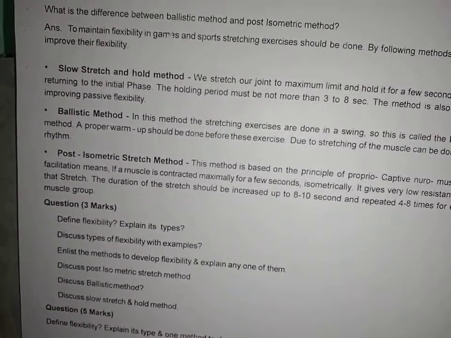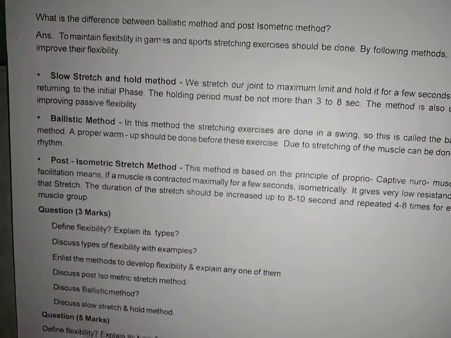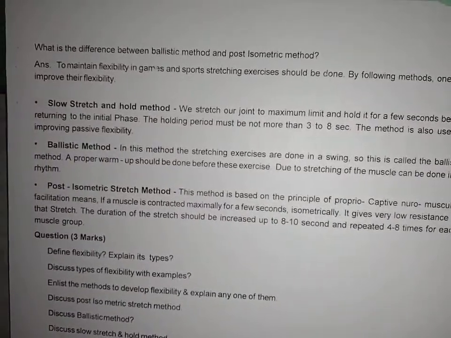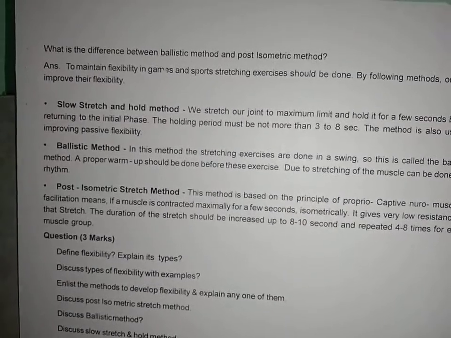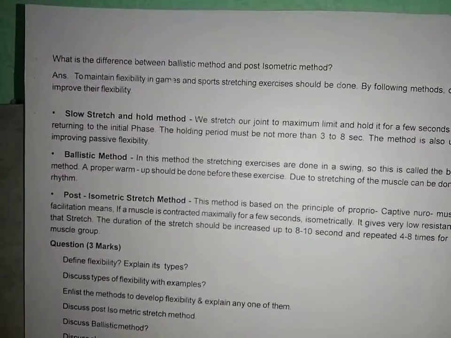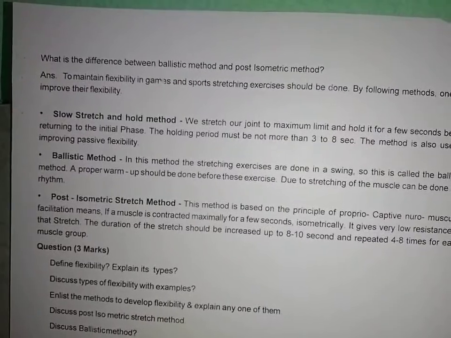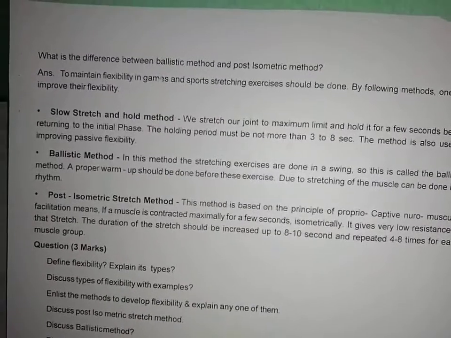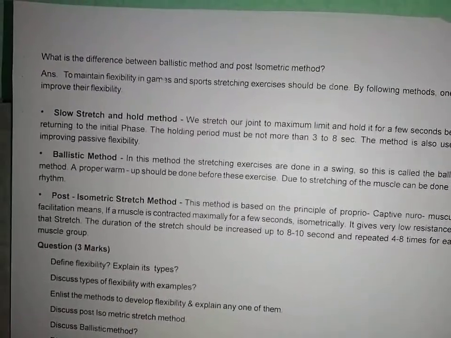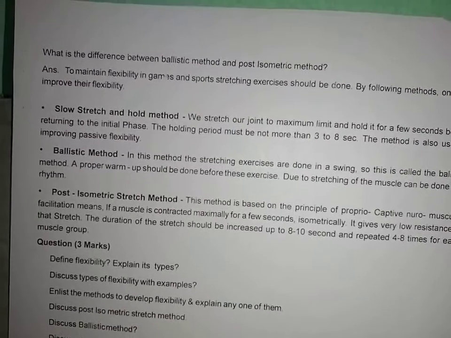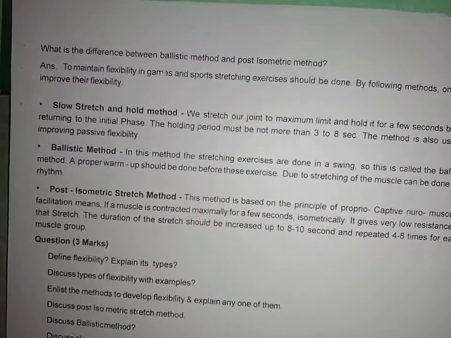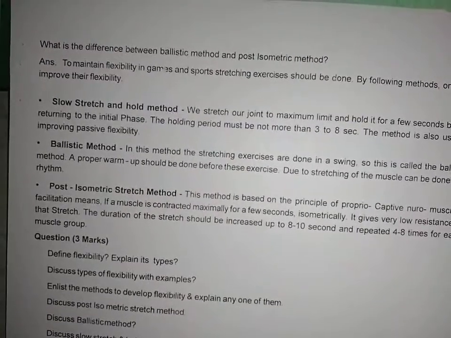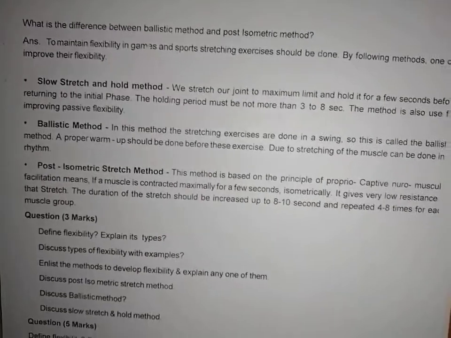Next is the post isometric stretch method. This method is based on the principle of proprioceptive neuromuscular facilitation, which means that if a muscle is contracted maximally for a few seconds isometrically, it gives very low resistance to the stretch. The duration of the stretch should be increased up to 8 to 10 seconds and repeated 4 to 8 times for each muscle group.